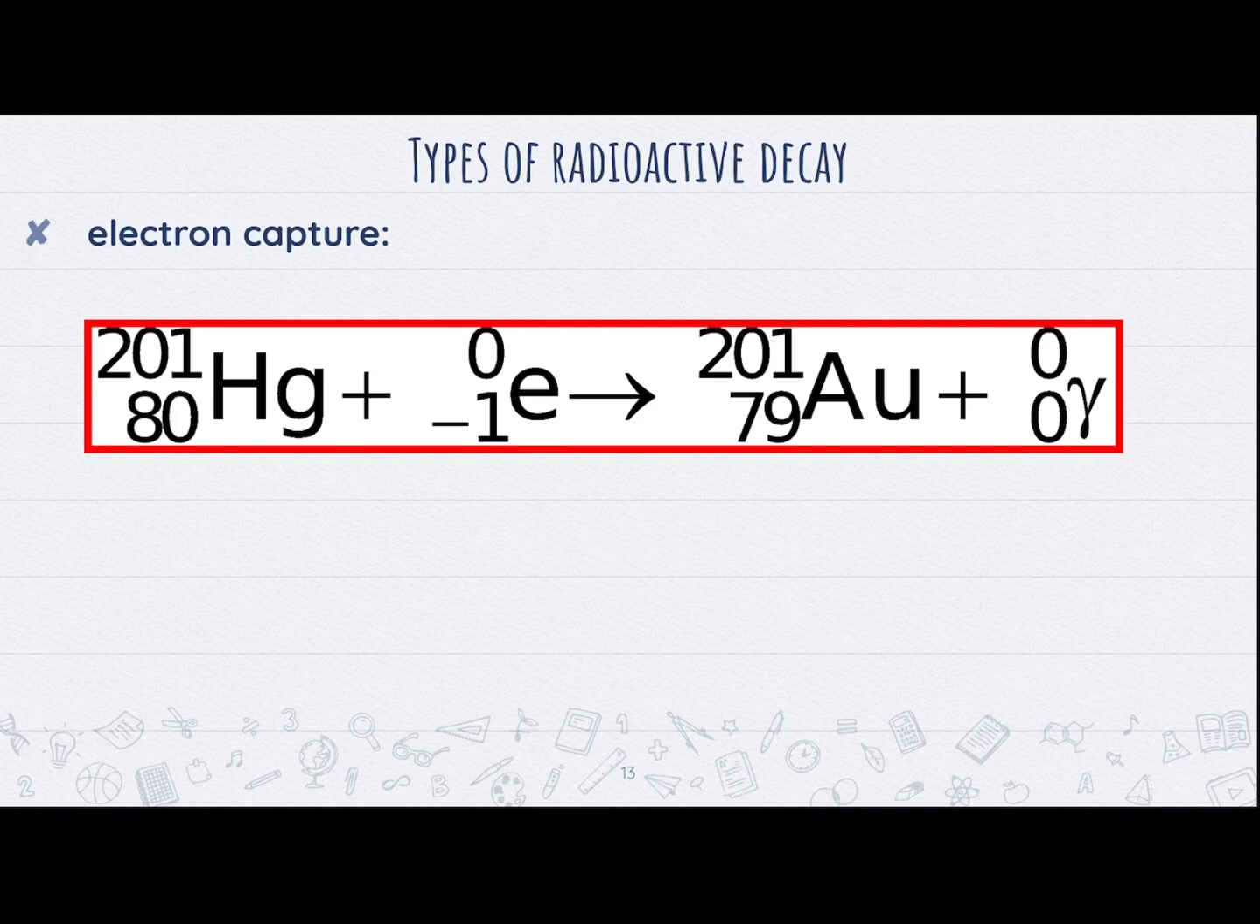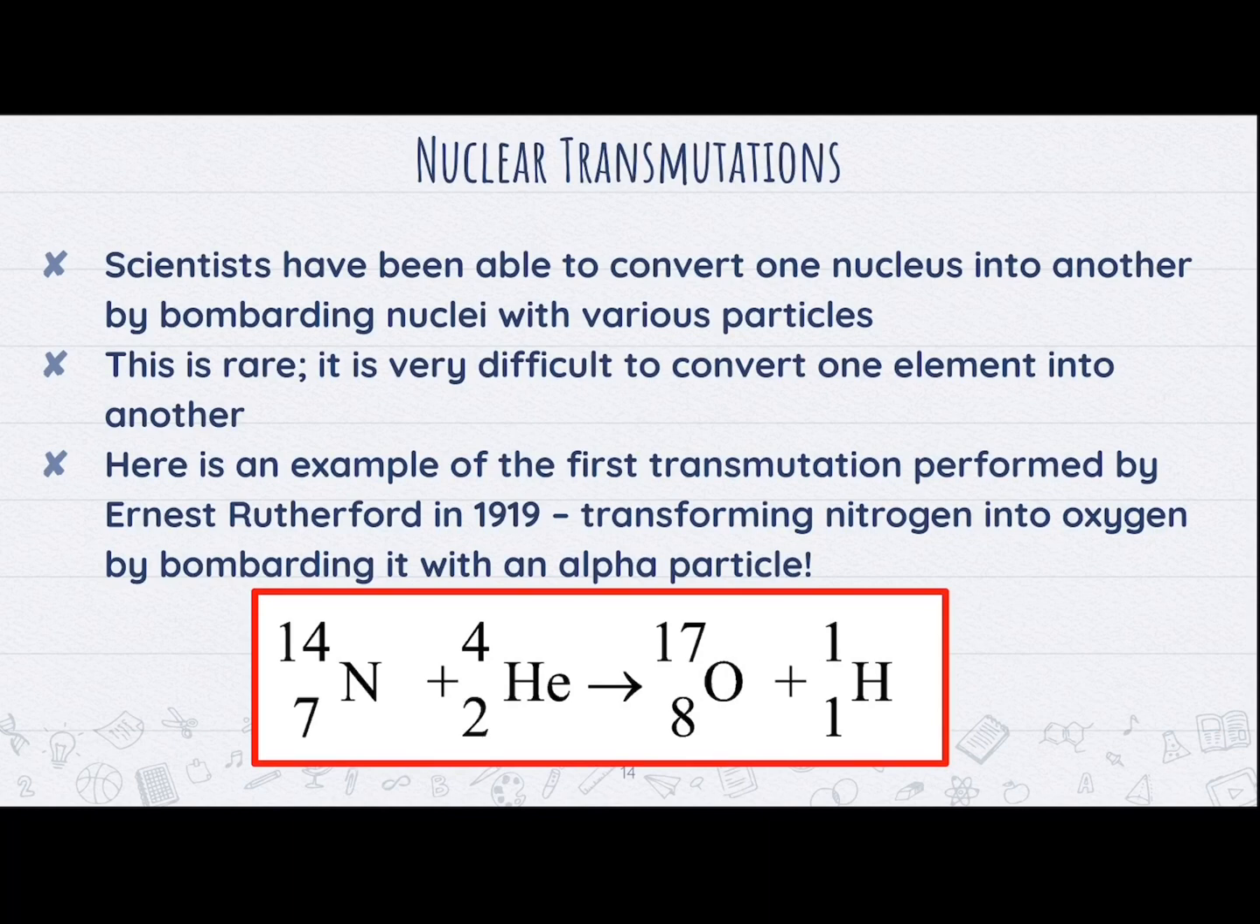Then we have electron capture. That is what this looks like here, where I have that electron on the left, and on the right I have gamma radiation.